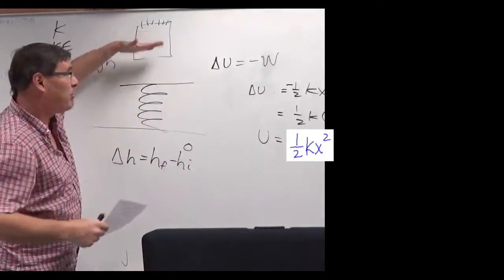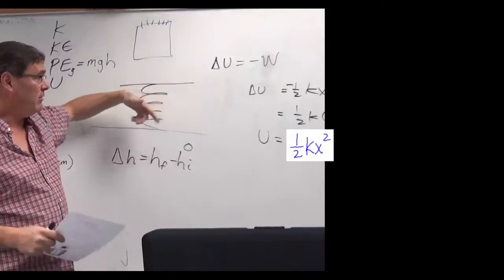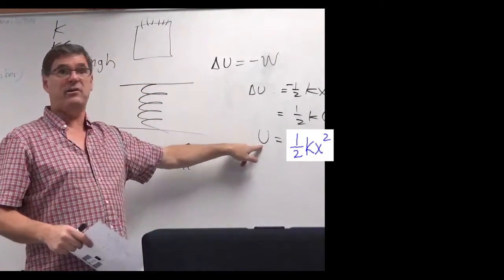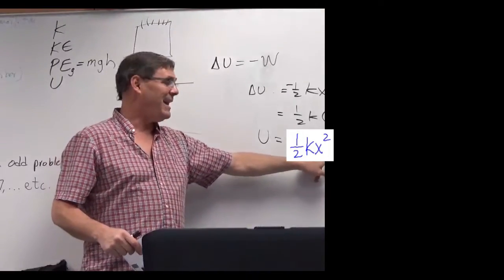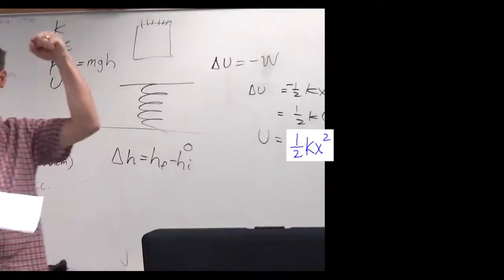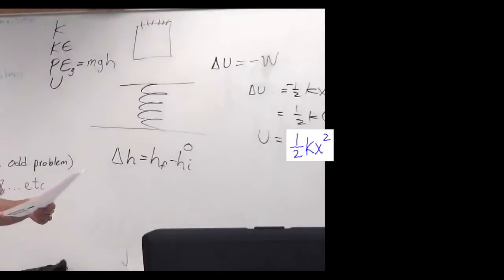If I compress it, where did the energy go? Now it's stored in the spring. How much is there? 1/2 kx squared, where k is the spring constant, x is the amount of compression or stretch. Okay?